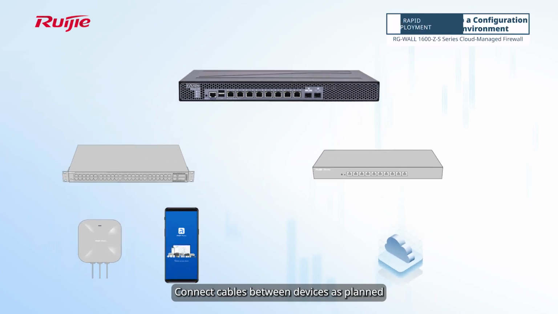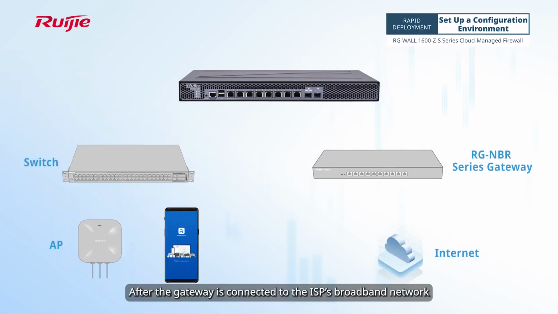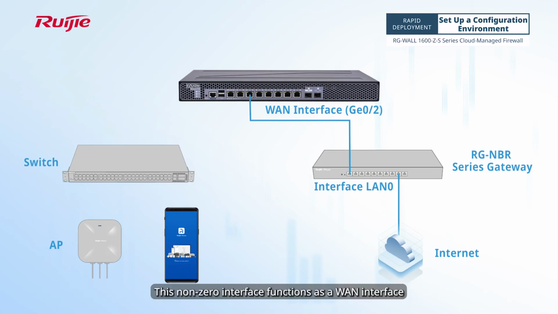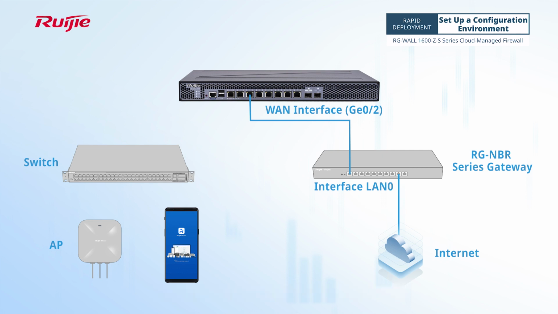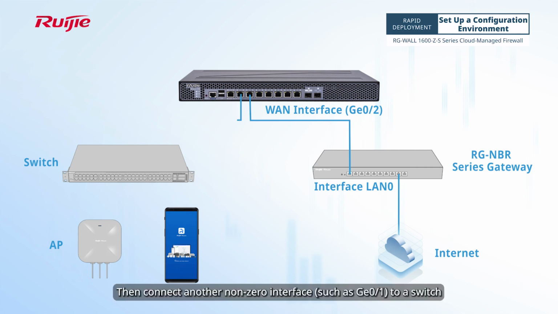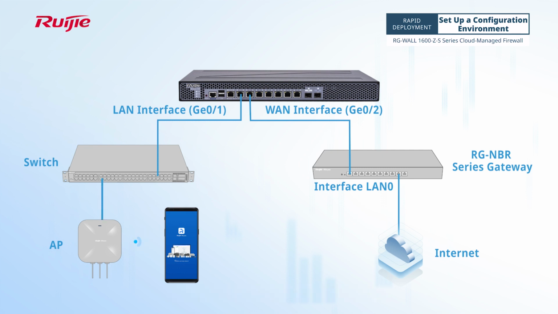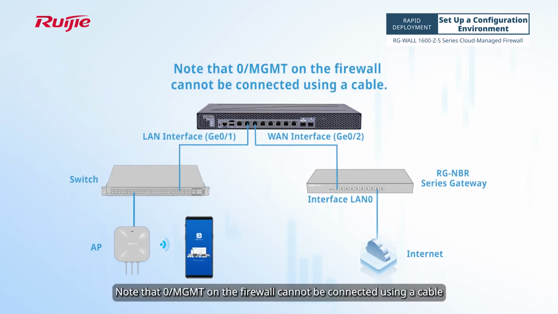Connect cables between devices as planned. After the gateway is connected to the ISP's broadband network, use a network cable to connect a non-zero interface to LAN 0 of the gateway. This non-zero interface functions as a WAN interface. Then connect another non-zero interface to a switch. This non-zero interface serves as a LAN interface. Connect the AP to an interface on the switch. Note that 0/MGMT on the firewall cannot be connected using a cable.